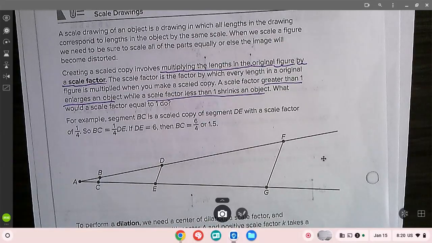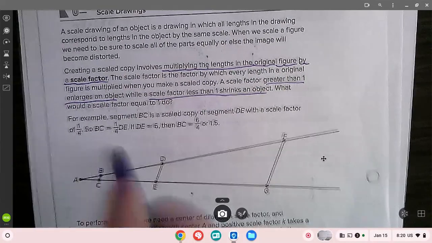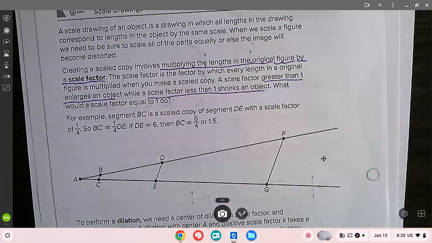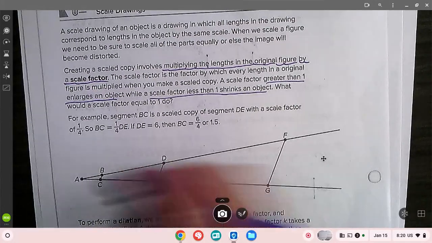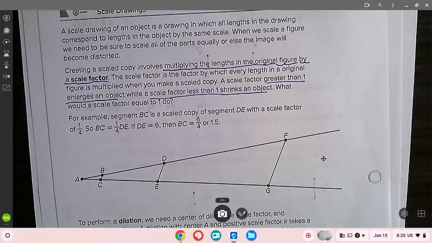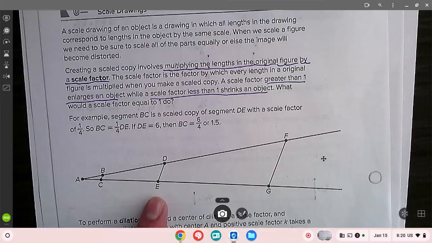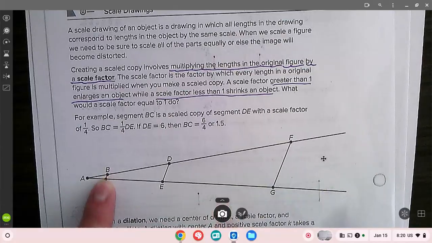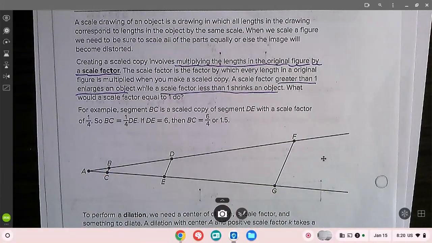Okay, so here's an example right here. They took BC and they scaled it. Oh, wait, no. BC is a scaled copy of DE, of 1/4. So BC should be 1/4 of DE. Okay, so if DE was equal to 6, then BC would have to be equal to 6/4 or 1.5.